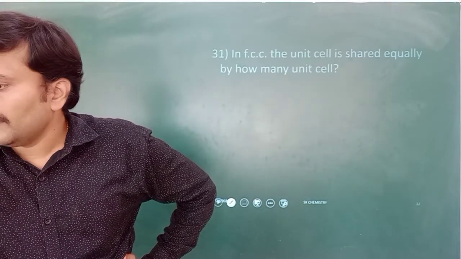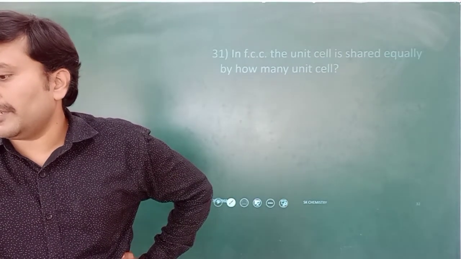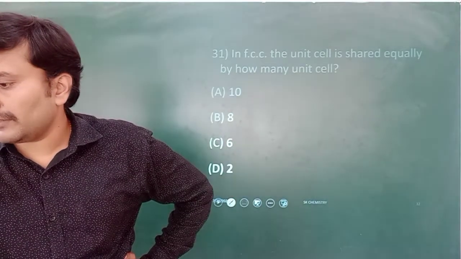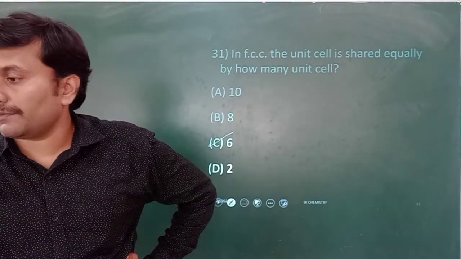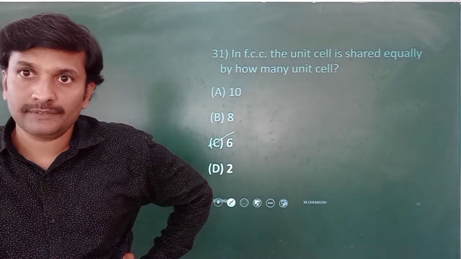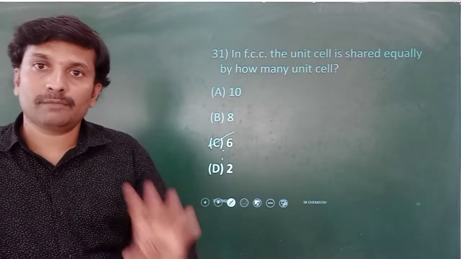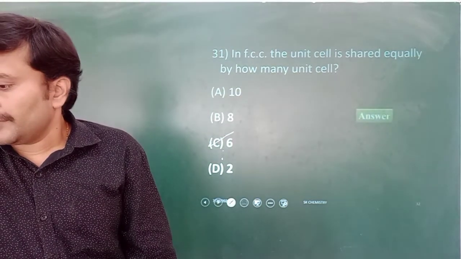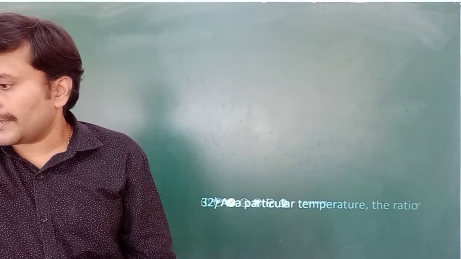Next. In FCC, the unit cell is equally shared by how many unit cells? It is not 4. Please remember coordination number. It is not 4. How many unit cells? 6. Coordination number is 6. Number of particles is 4. Which option? C.